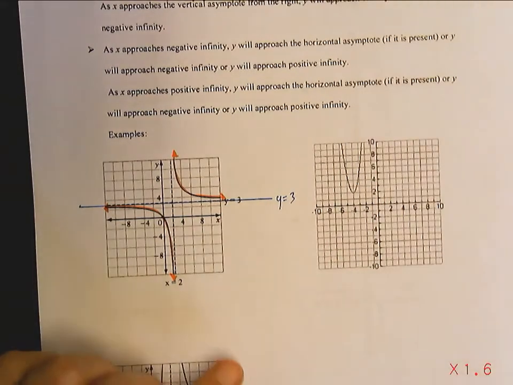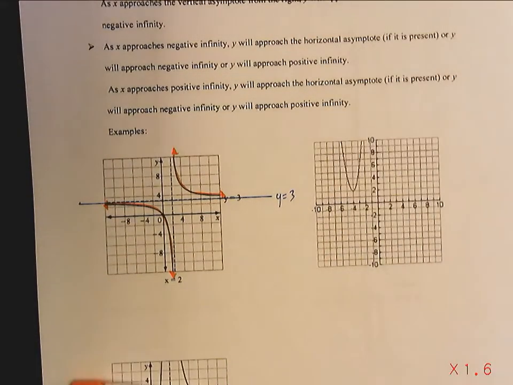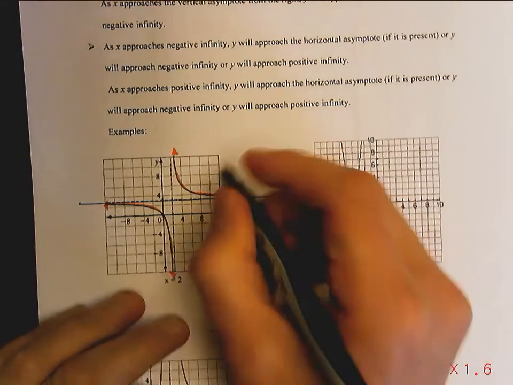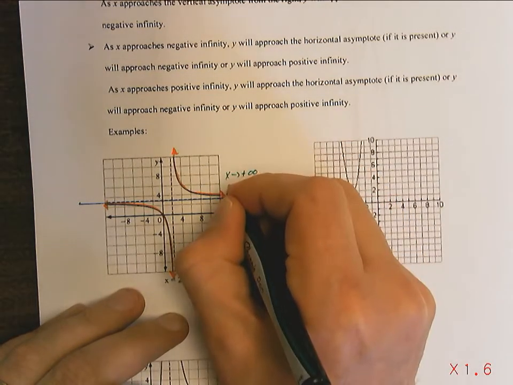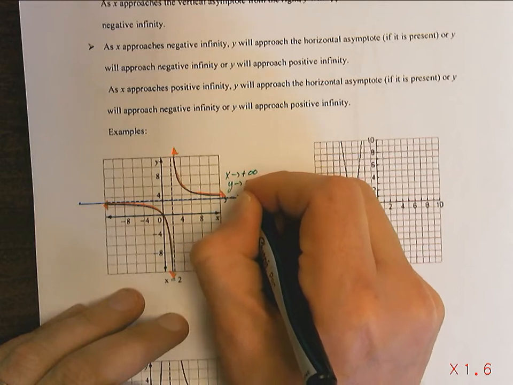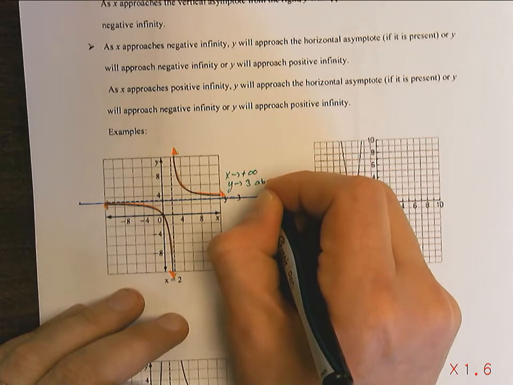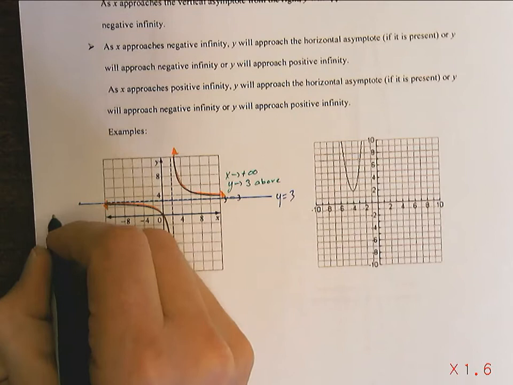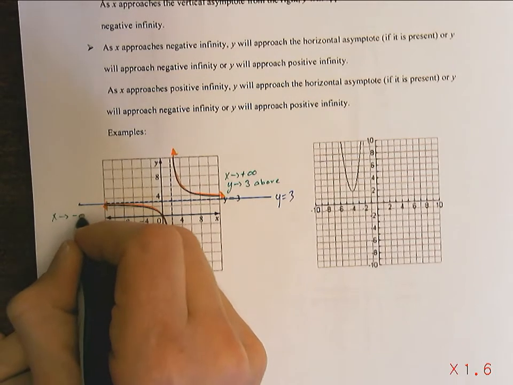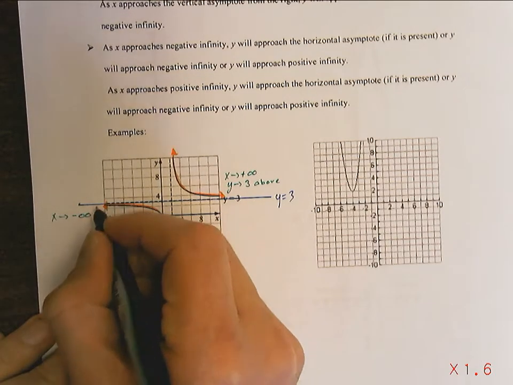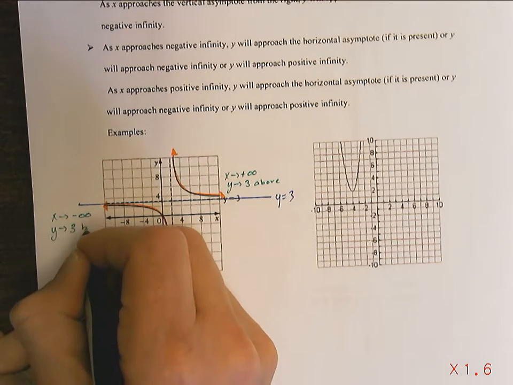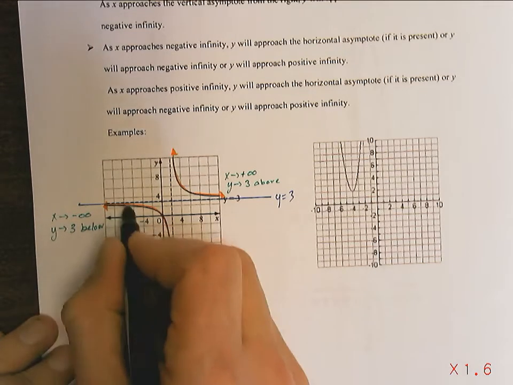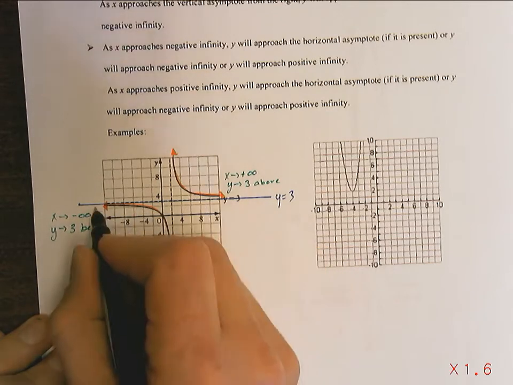So if we want to talk about behavior, what we would say is something along the lines of, as x approaches positive infinity, your function y is approaching 3 from above. And over here, as x approaches negative infinity, so as x gets larger and larger negatively, your y value is approaching 3, but from below, because you're below the line. You're below the asymptote there.